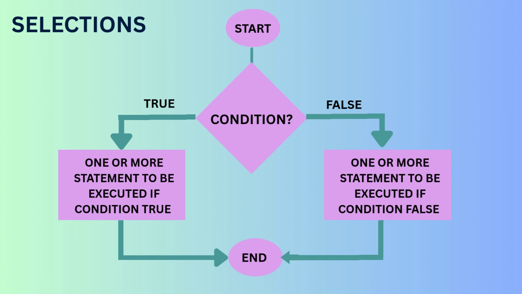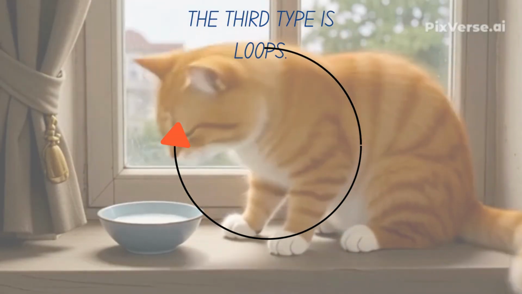In a selection flowchart, the program makes a decision. If the condition is true, it takes one path, otherwise it takes another. The third type is loops.